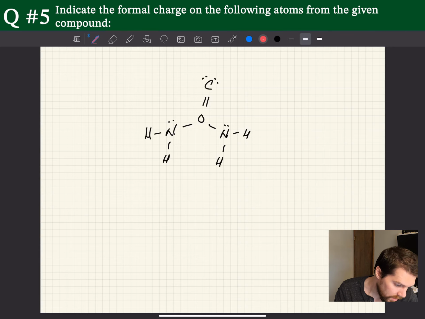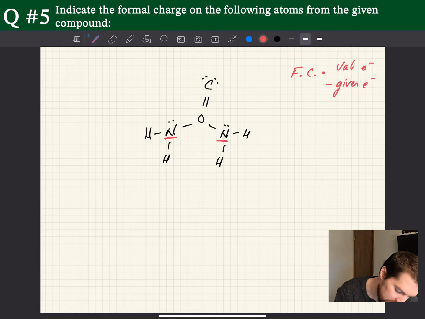And looks like we're going to start with nitrogen. These nitrogens are equivalent, so I can choose either one and I'll get the same thing. Why are they equivalent? Because they both have 3 bonds and a lone pair. So when we're doing formal charge, we know that formal charge equals valence electrons minus, I just call them given electrons. And so what does given mean? Well, we'll talk about that.